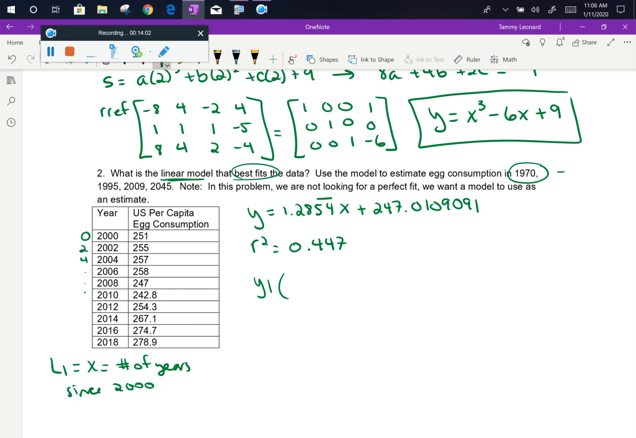So 1970 would be 30 years before the year 2000. So I'm going to do essentially f of -30. 1995 would be 5 years before. 2009 would be 9 years after. And 2045 would be 45 years after. This is how the notation looks in my calculator for me to say to the calculator, hey, I want you to evaluate each of these numbers.